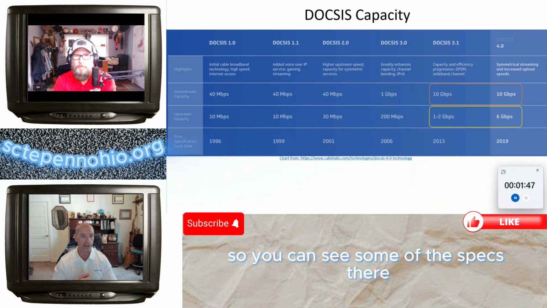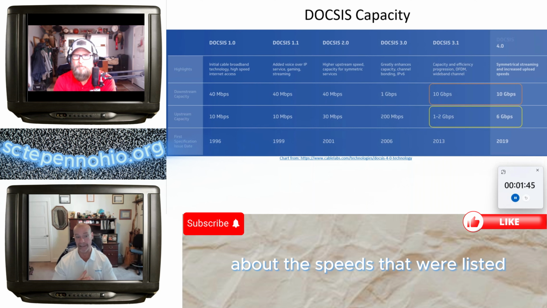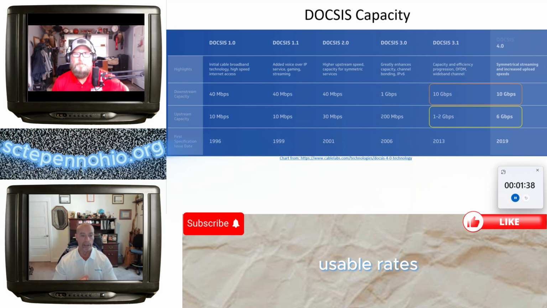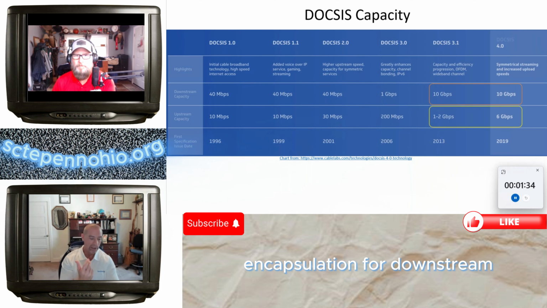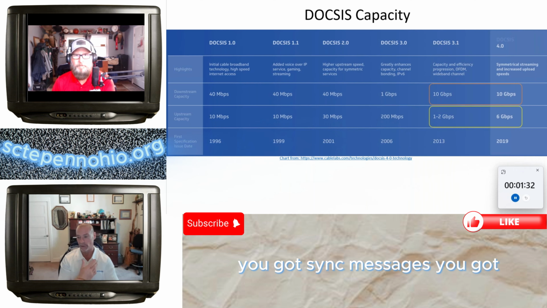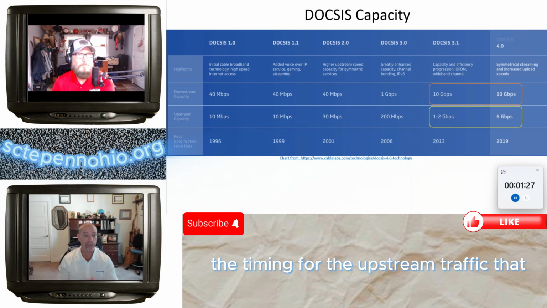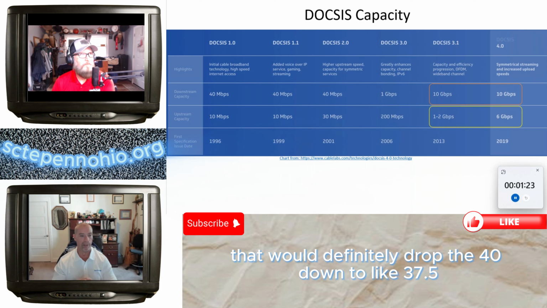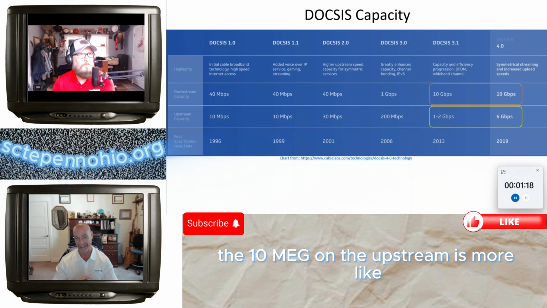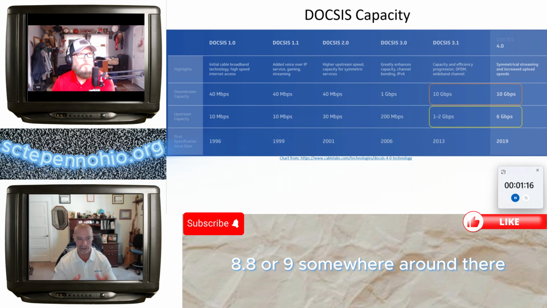So you can see some of the specs there about the speeds that were listed, and they're rounded up or down. That might be the raw rate. Raw rate is everything. For usable rates, you have overhead for MPEG-2 encapsulation for downstream. You have sync messages. You have overhead for upstream MAPs, the timing for the upstream traffic that you have to put on the downstream. So there's some overhead there that will definitely drop the 40 down to like 37.5. The 10 megabits on the upstream is more like 8.89, somewhere around there.